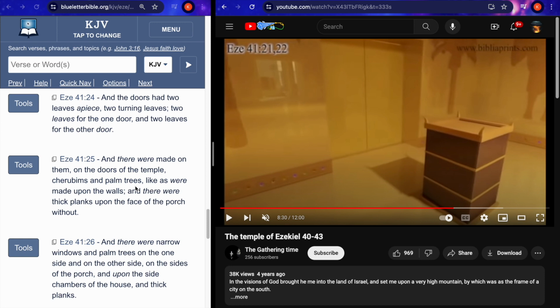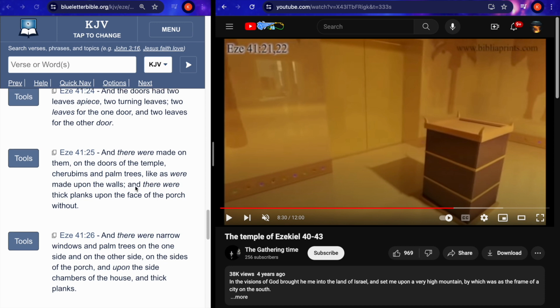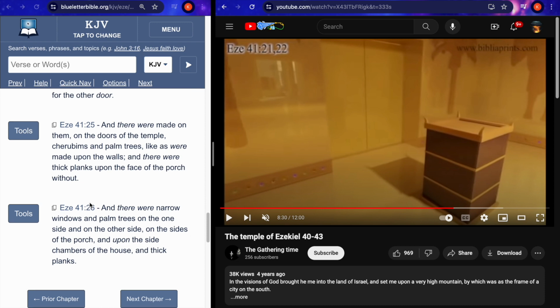Verse 25, and there were made on them, on the doors of the temple, cherubims and palm trees, like as were made upon the walls. And there were thick planks upon the face of the porch without. Verse 26, and there were narrow windows and palm trees on the one side and on the other side, on the sides of the porch and upon the side chambers of the house, and thick planks. And as you can see, whoever made this video did their best.